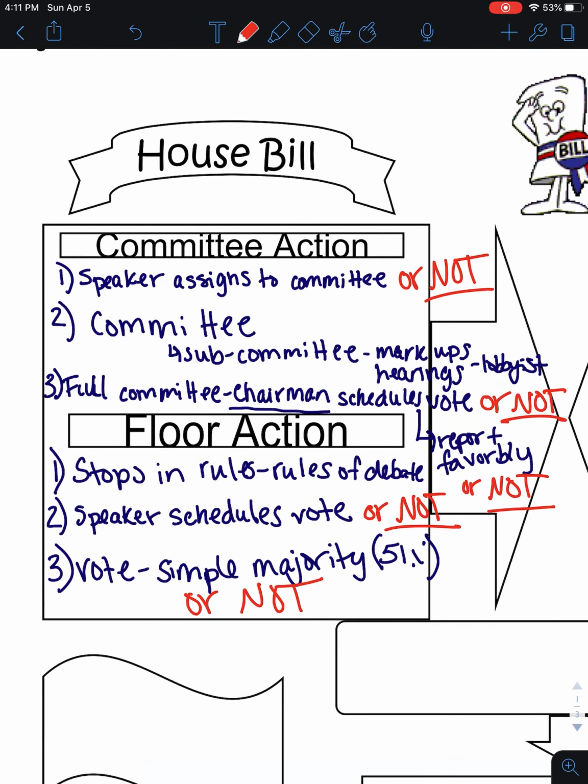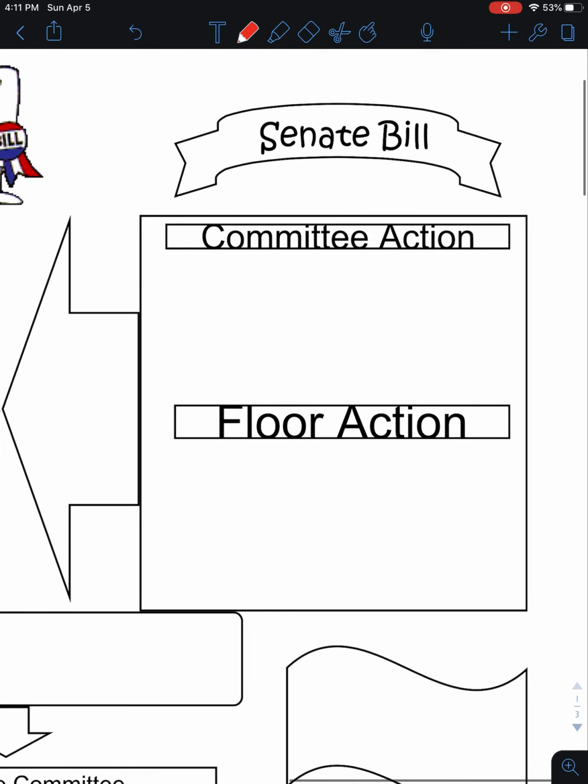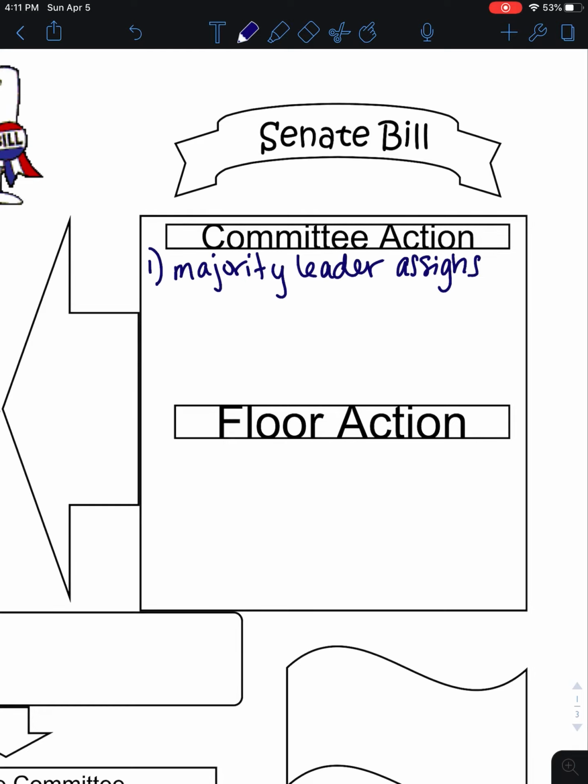then that bill dies. So if we look, we have 1, 2, 3, 4, 5 ways that bill could have died so far. So let's say this bill miraculously makes it through the House. Now it has to travel over to the Senate, where it has to basically go through the same thing again. Okay? So first, that bill is going to be assigned to a committee by the majority leader. Or not.